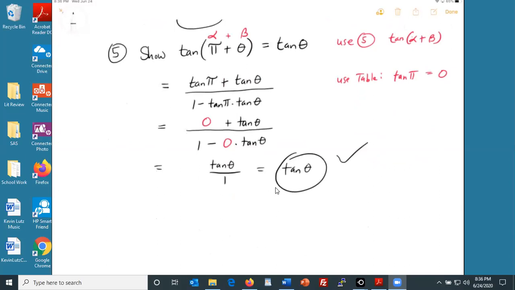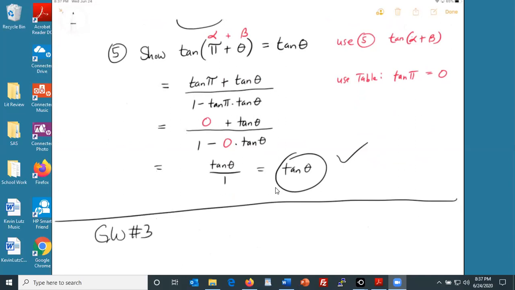All right, so as you're getting caught up, I'll just write out what we're doing for the next group work. Group work number 3 will be 12 minutes, and you will do problems 8, 9, and 10.